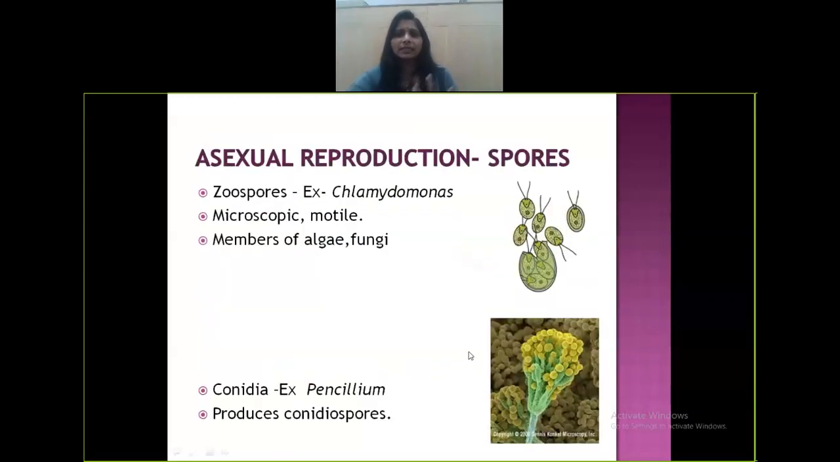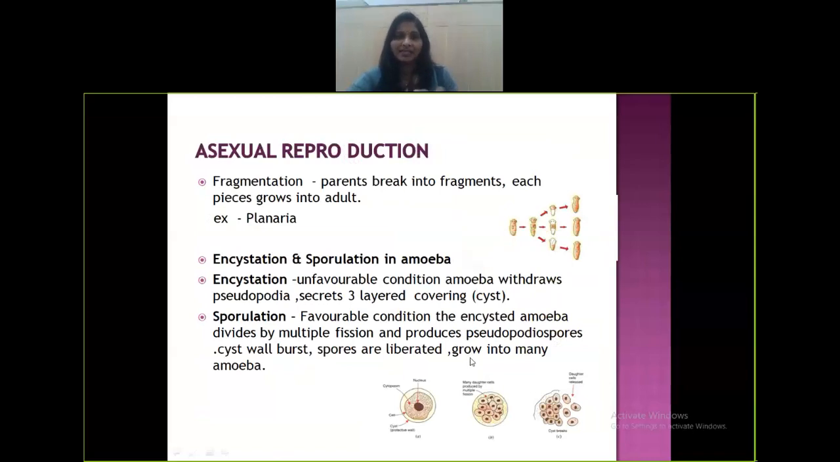So these are basically the various kinds of asexual reproduction seen in lower organisms. And in the next class we will talk about asexual reproduction in plants, which is also known as vegetative propagation.